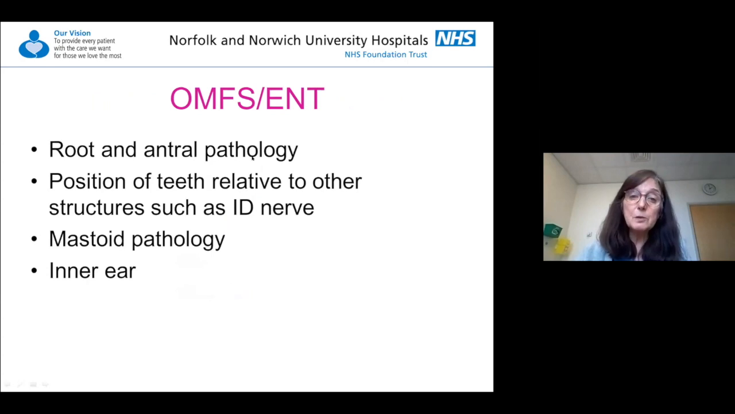It will show root and antral pathology, and the position of teeth relative to each other and to the inferior dental nerve. We're particularly interested in this when it comes to wisdom teeth, which often sit very close to the inferior dental nerve. But for you ENT people, it will also show mastoid pathology in some detail and the inner ear.